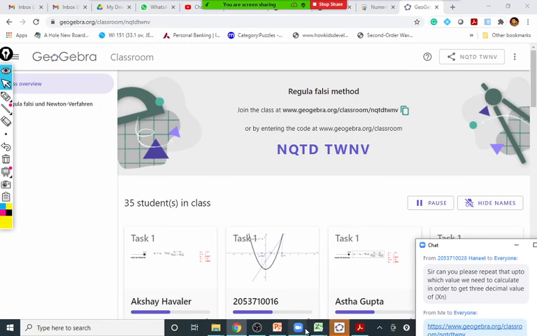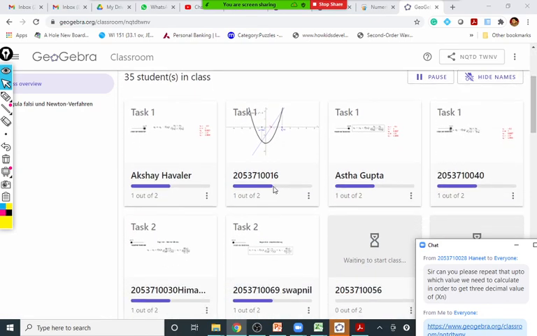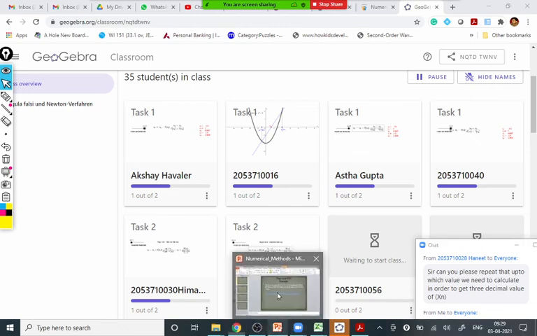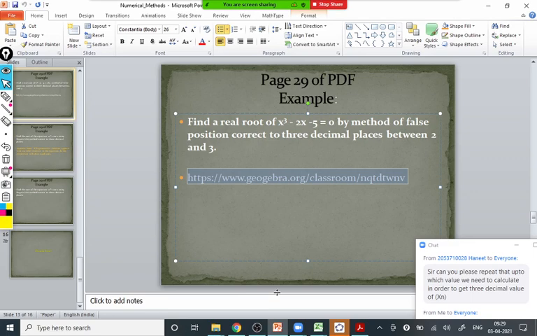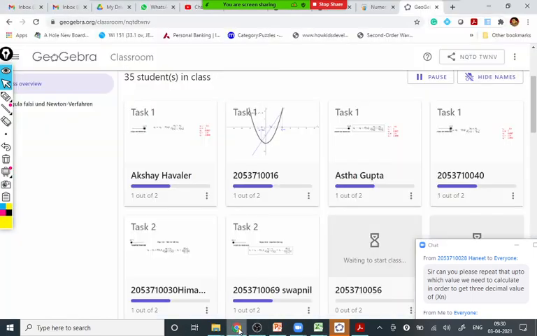Which question do you have to write? You have to change the equation there. What equation do we have to take? x cube minus 2x minus 5, correct. x cube minus 2x minus 5.